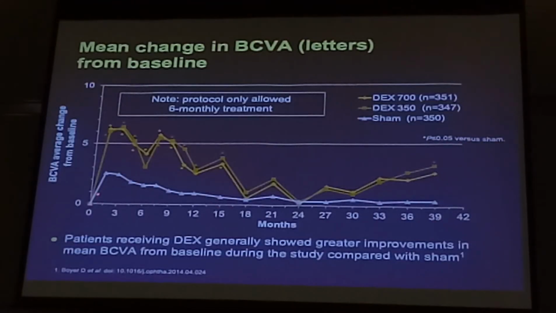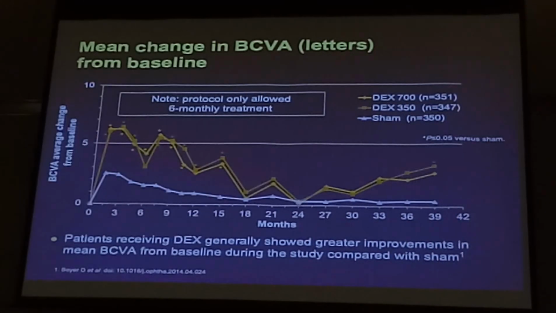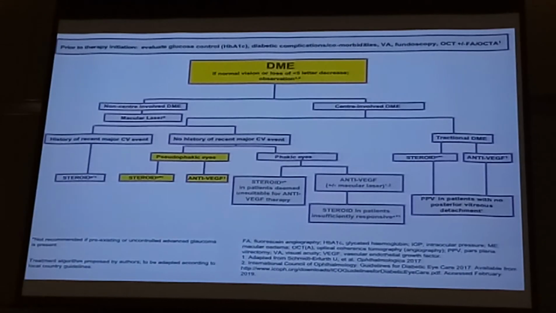Why? Because by the 4th month, vision starts to drop as macular edema recurs. Right? So the DEX implant works very well for the first 2 to 3 months, and then after that, the effect starts to wane. So you have to retreat, at least for the first month. But you can find that with treatment, you get good resolution of diabetic macular edema.